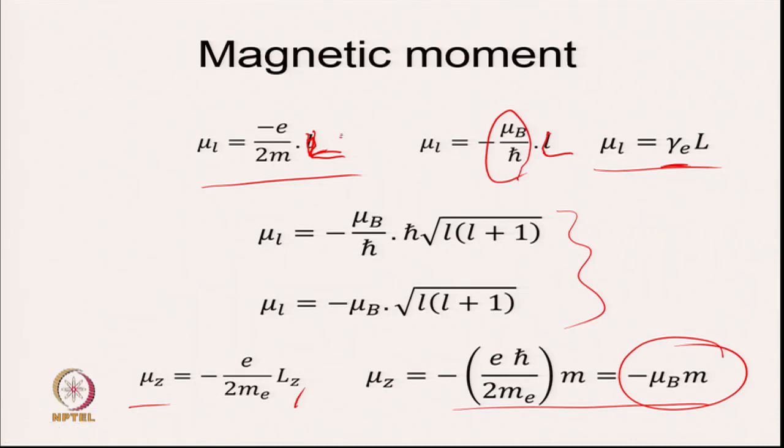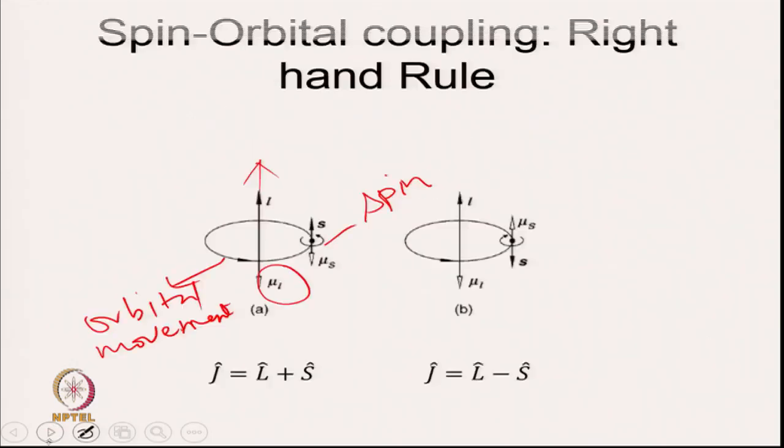If you go, this is your equation, you see there is a minus sign. Okay. So, what will be the direction of L? The direction of magnetic moment will be opposite to it, and that is what is shown here. Now, you look at the spinning of the electron, and that is also in the same direction, and so mu s is going to be in the same direction, and so J is equal to L plus S.